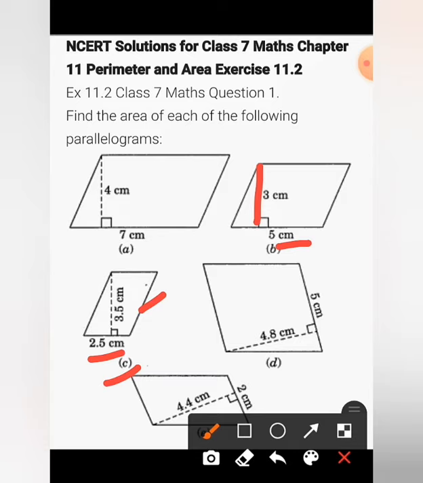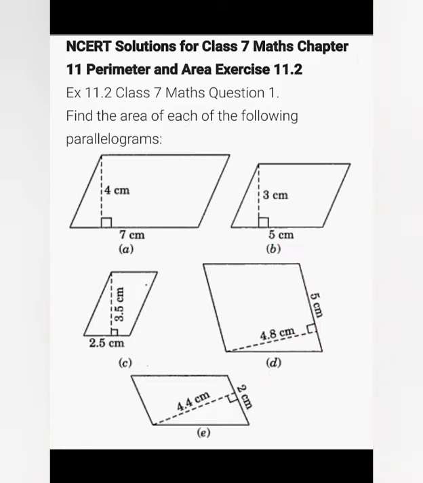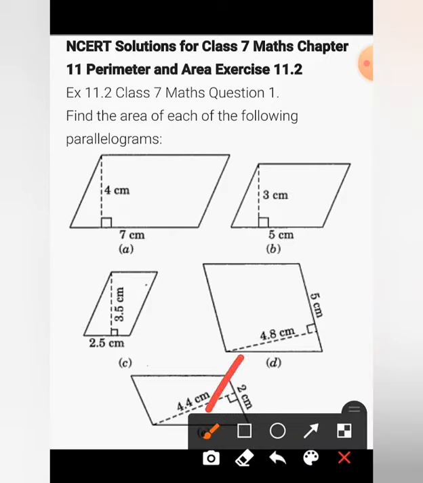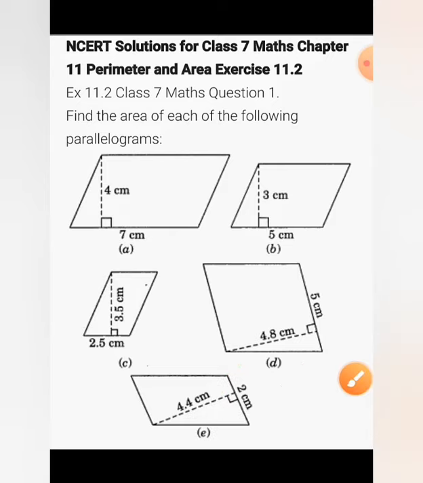So as I told you, height is always straight. Height can be given horizontally, vertically. It can be given outside of the figure. Sometimes height is given outside the figure also. Okay, so you just have to see that height means it should be straight, it should be perpendicular. So in figure D, 4.8 centimeter is the height and this 5 centimeter is the base. Height falls on this side, so this corresponding side will be our base. In last figure, 4.4 centimeter is the height and 2 centimeter is the base. So these are 5 figures given to us.